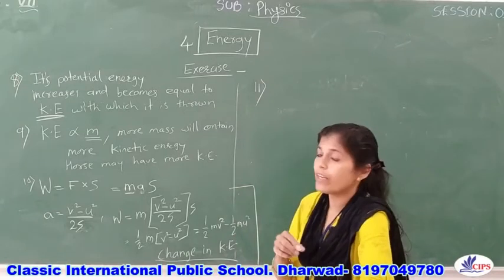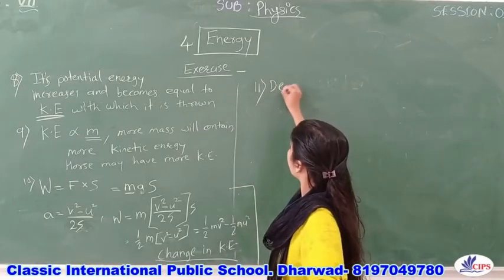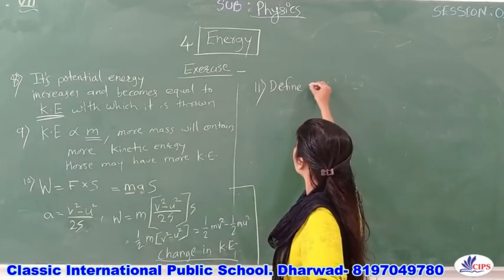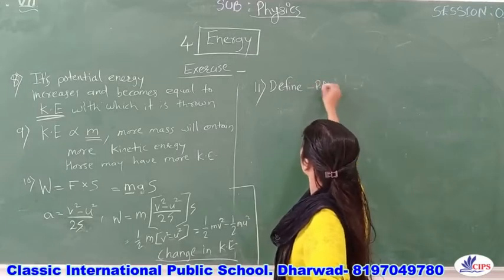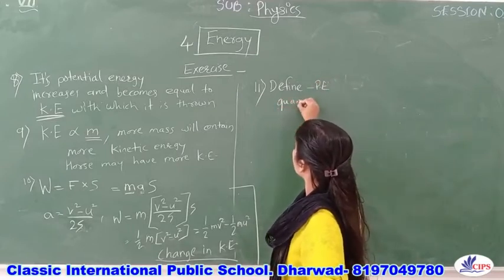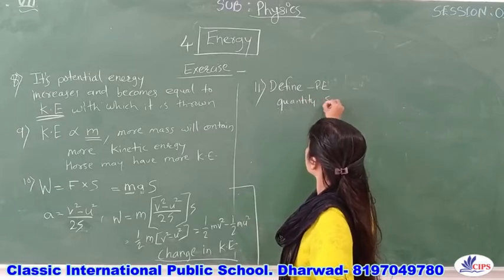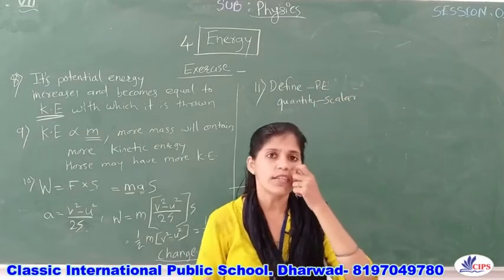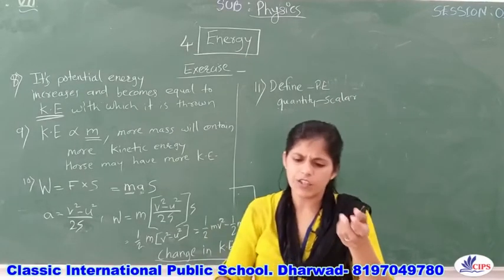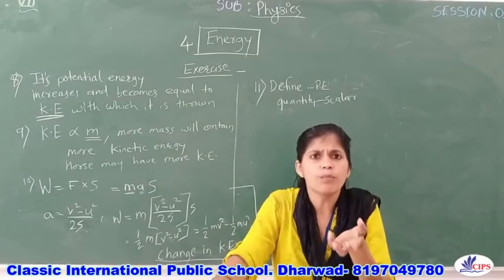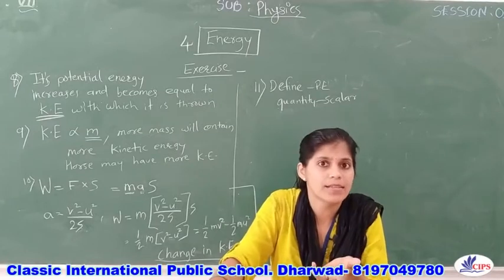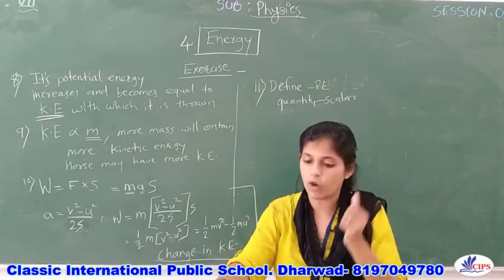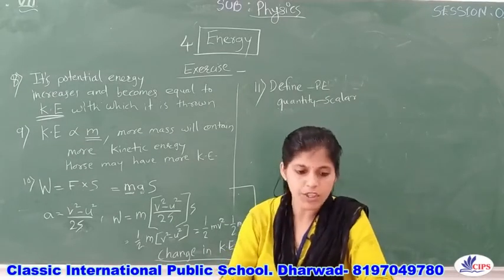So you have to mention, define PE, that will be your work. Right now I have said it, and the quantity, which quantity is it? It is a scalar quantity. Don't forget that. It is a scalar quantity because it doesn't contain any kind of direction. It just has its own position, which is the magnitude, we can say. Magnitude means the size of the force. Only that much it will have.